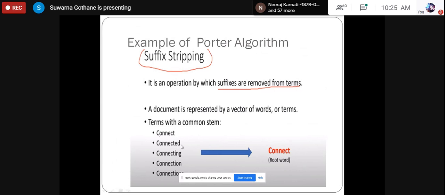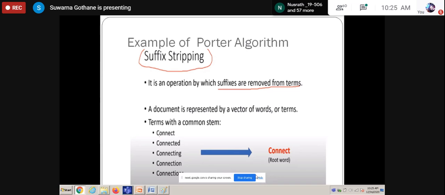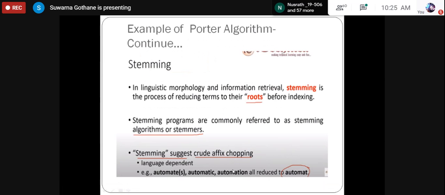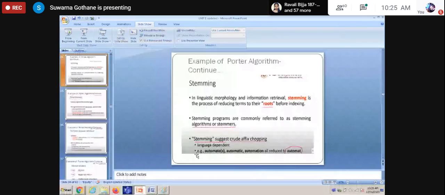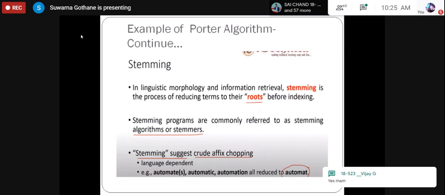So if we are having the word connected or connecting or connection or... okay, is the screen visible to everyone? Hello. No, ma'am. Yes, ma'am. Yes or no?